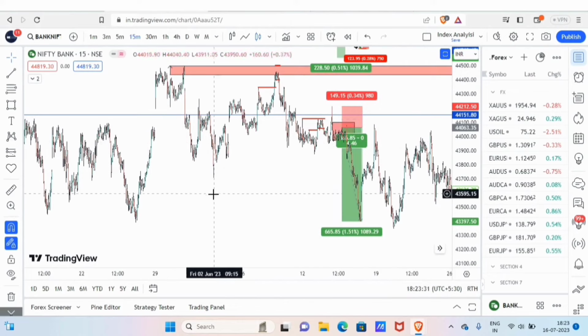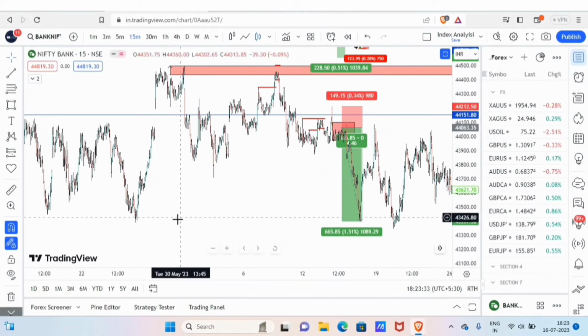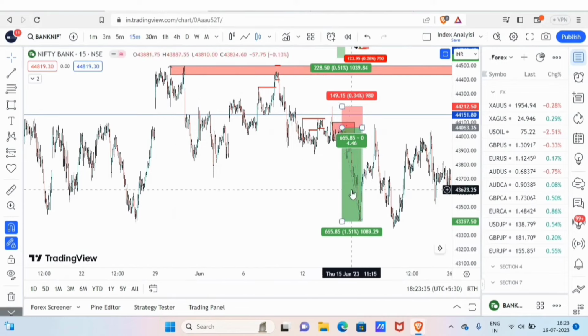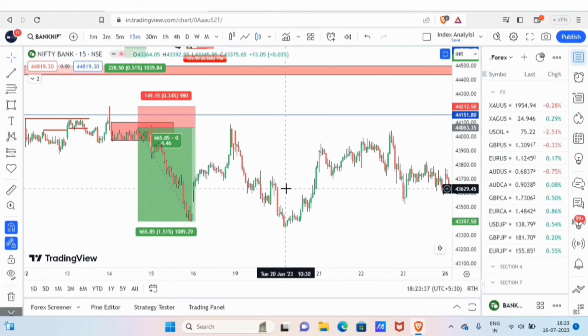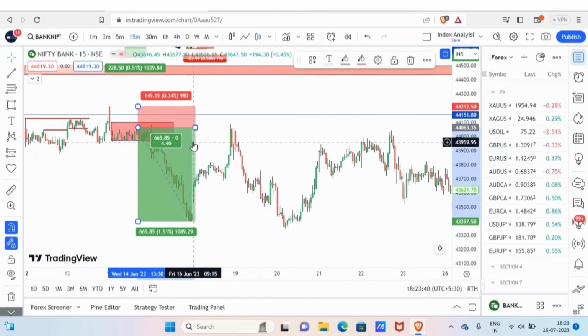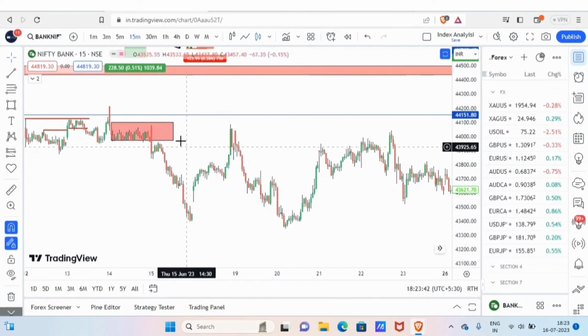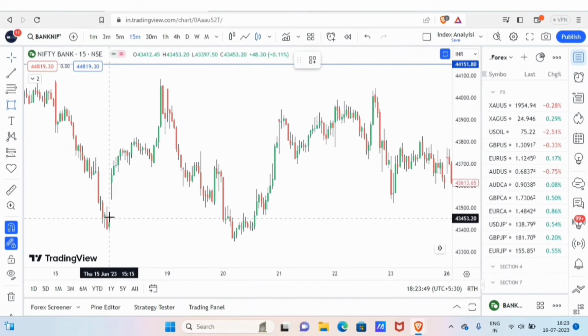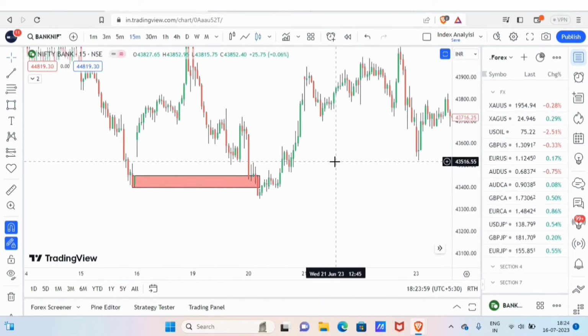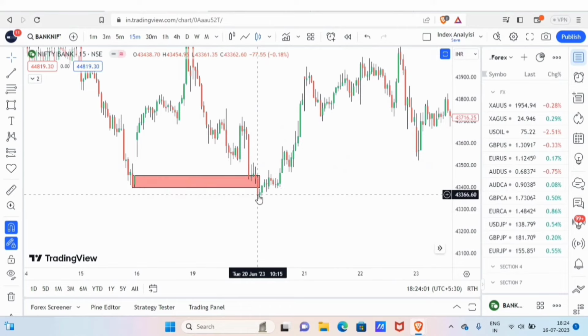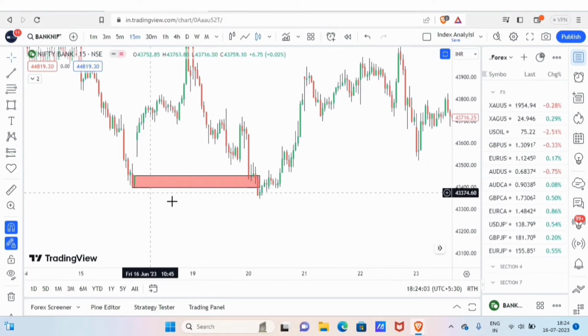So this is the total range. This will be the first target, and this is the second target. And it has given the same over here. And the same thing happened on the consecutive days. So this was a demand zone. So what has happened? This red color candle closed below the demand zone.